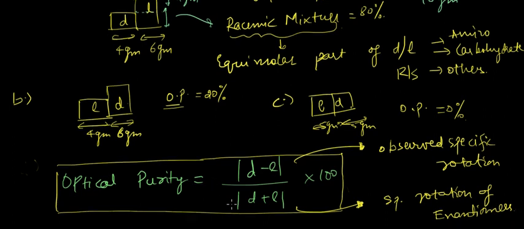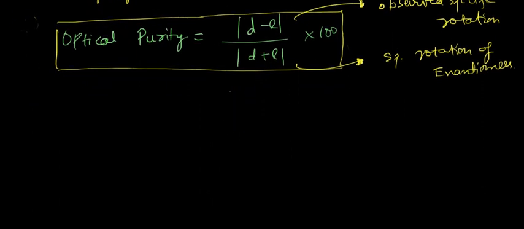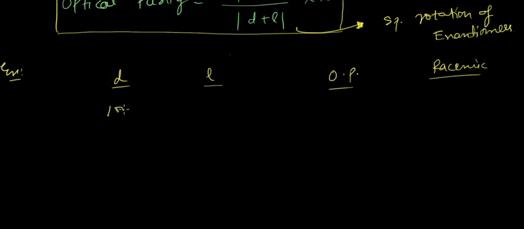I'll just draw a table and we'll do some quick exercise on it. I have given you the concentration of D and L. You need to determine the optical purity and the racemic mixture percentage. So we have D as 100 gram, L as 0, optical purity is 100%, racemic mixture is 0.